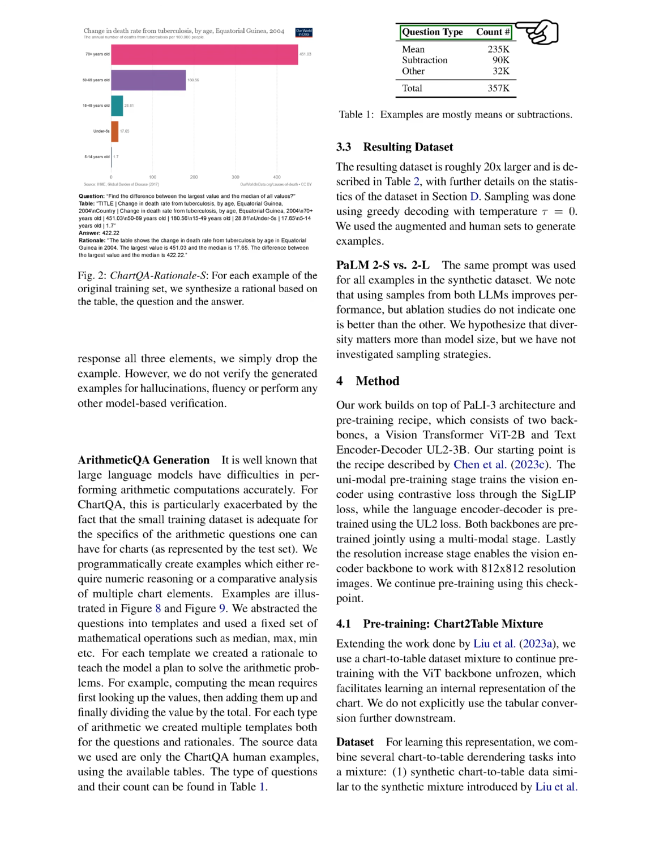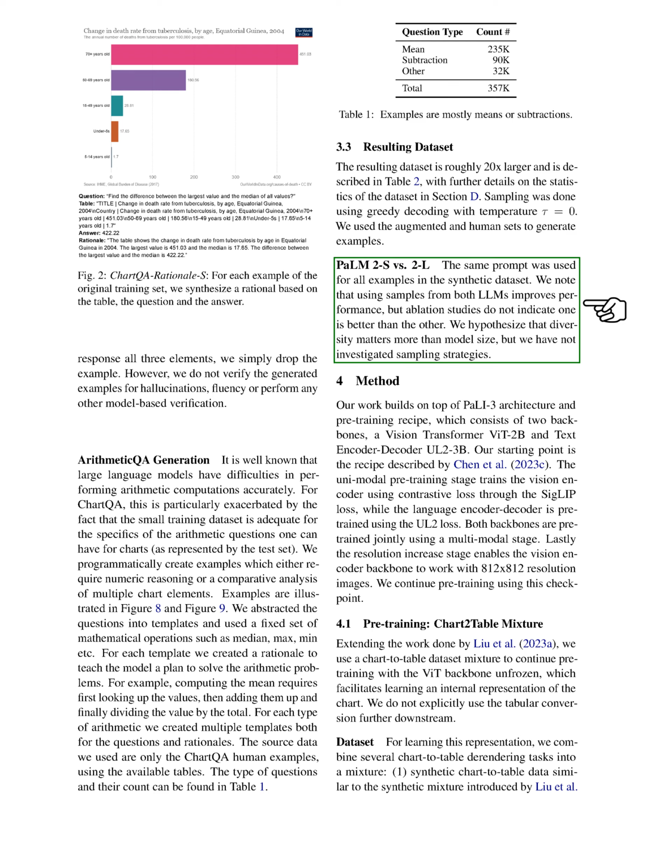Section: Resulting Dataset. In this section, we present the outcomes of our work on the resulting dataset. We have significantly increased the dataset size, which is around 20 times larger now. The details of this dataset can be found in the table, and more statistical information is provided in the section. Our sampling method involved using greedy decoding with a temperature parameter of 0. We utilized both augmented and human sets to create examples for our study.